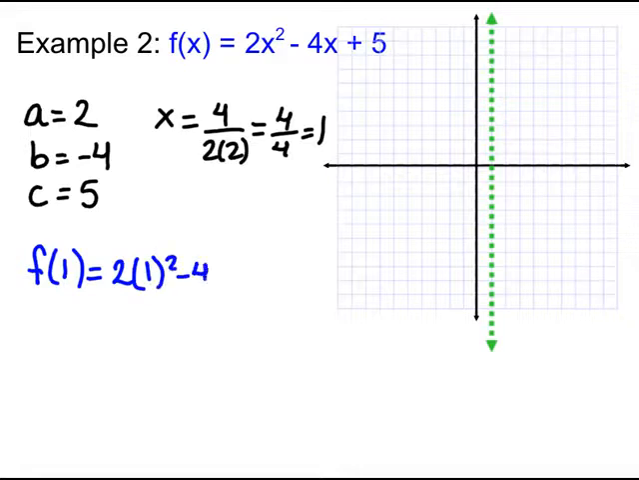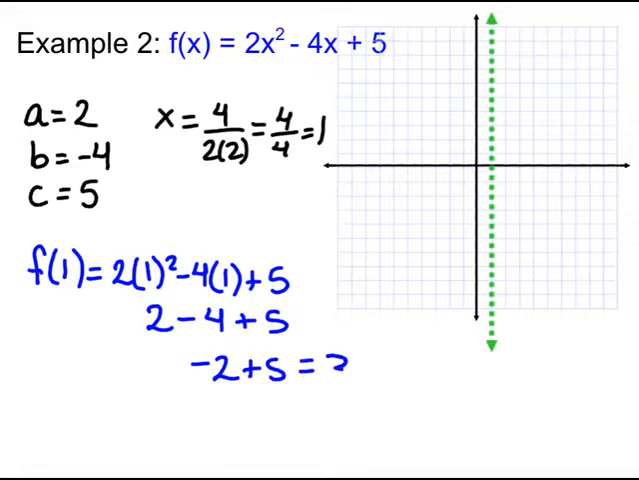This is where the majority of you will make mistakes. It's not so much plugging in the number, but doing the order of operations correctly. You always do exponents first, so 1 squared is 1 times 2 is 2. 4 times 1 is 4, plus 5. 2 minus 4 is negative 2, plus 5 gives me positive 3. So I put in a 1, I got a 3, so my vertex is at 1, 3.